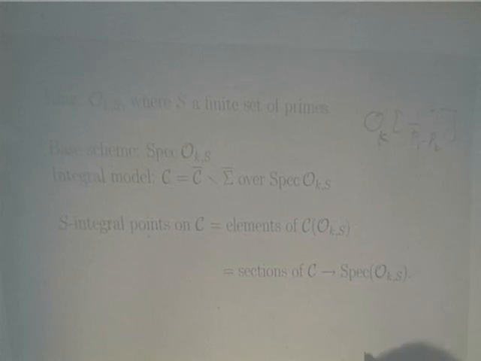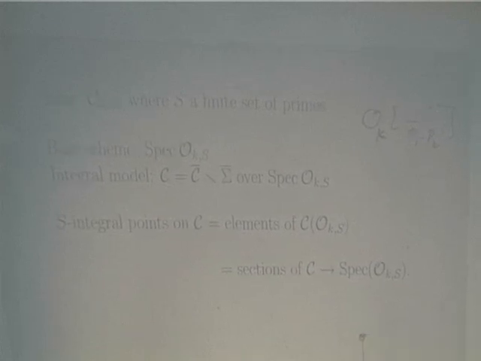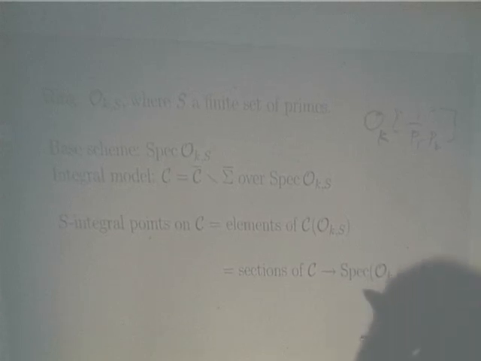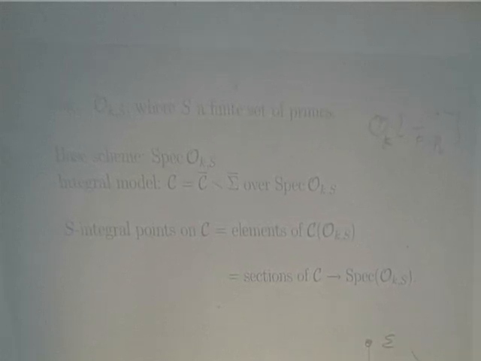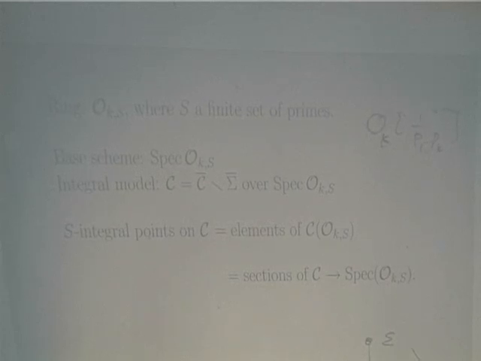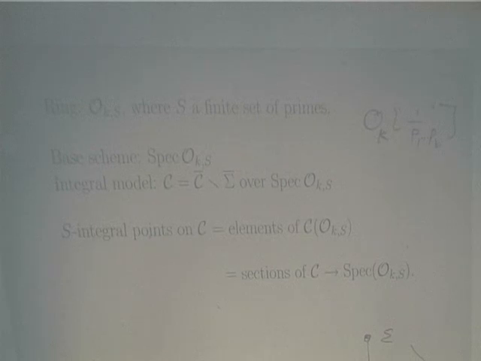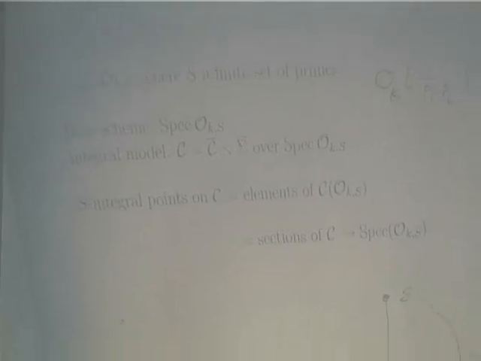And the picture I have, here's C. And I add a few points. So C bar is what I get by completing it. Here's Spec K. And here's my picture a la Mumford of Spec O_{K,S}. If you look at Mumford's book, he introduced this ridiculous picture of the spectrum of a number ring. Of course, it's just a bunch of points, but a prime.